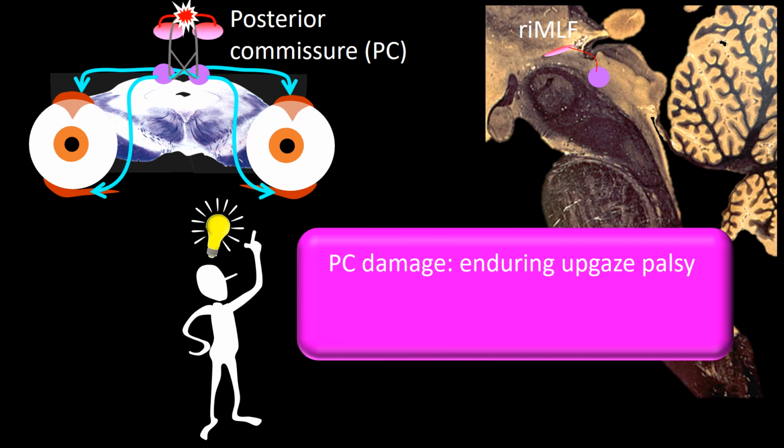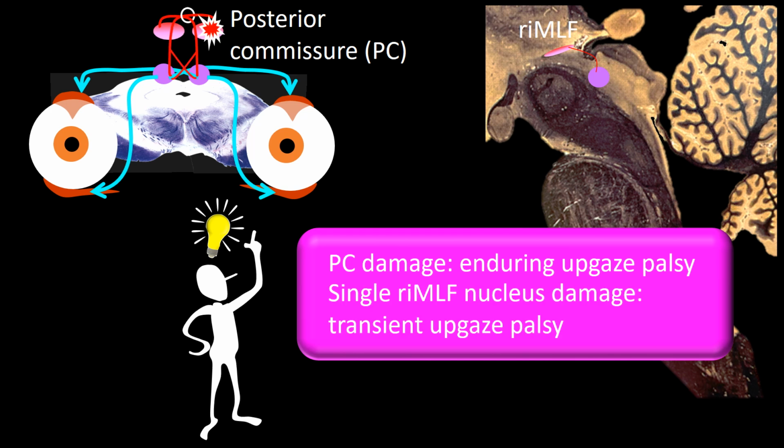This pattern of innervation, post-decussation innervation of contralateral and ipsilateral oculomotor nuclei, explains why posterior commissure damage, which permanently deprives of innervation both the ipsilateral and contralateral oculomotor nuclei, produces enduring upgaze palsy, whereas damage limited to one rostral interstitial MLF nucleus recovers after the initial shock that causes upgaze palsy. The reason for this recovery is that the rostral interstitial MLF nucleus that remains healthy takes over the activation of both oculomotor nuclei. Hence, unilateral rostral interstitial MLF nuclear lesion produces transient upgaze palsy most of the time.